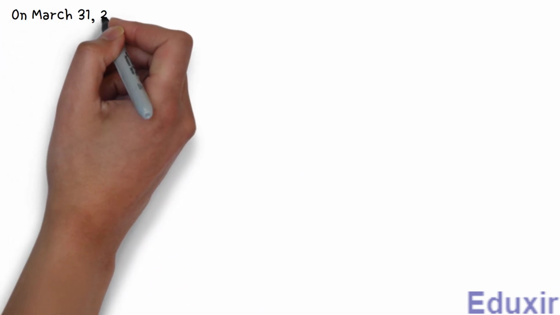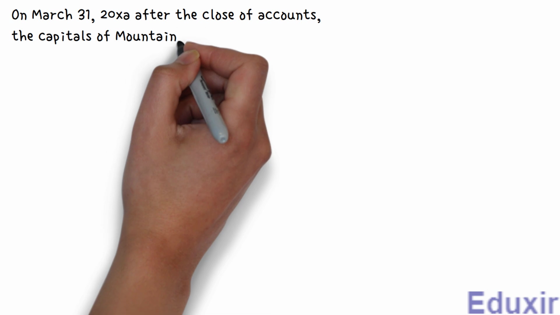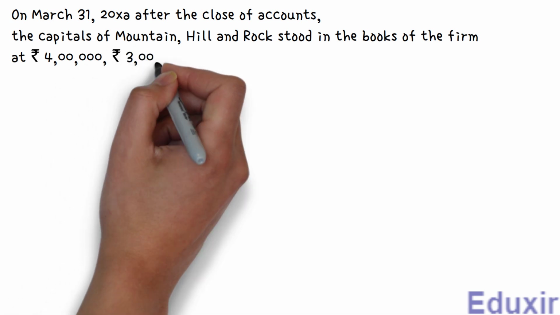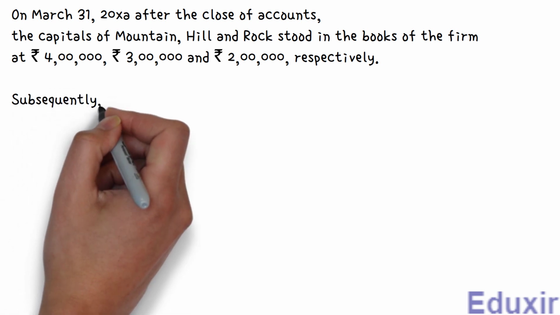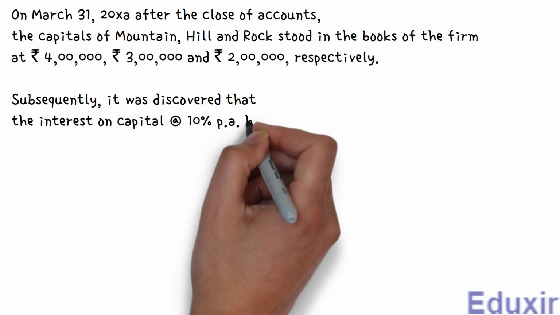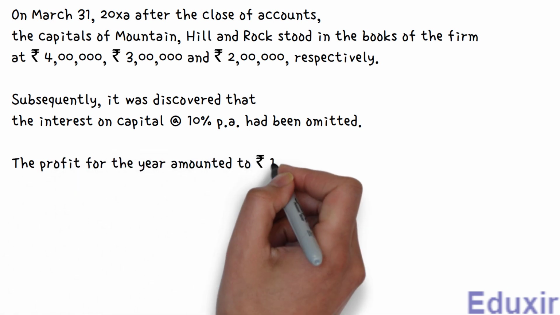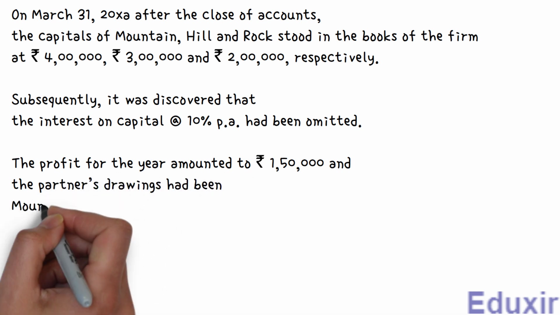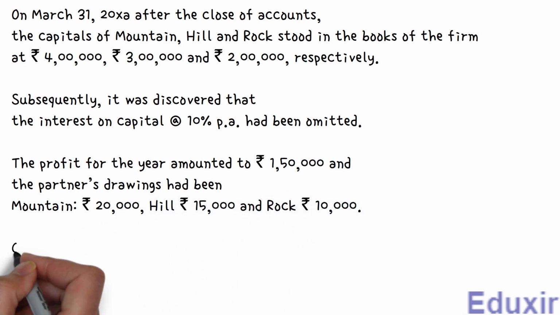On March 31st, 2000 XA, after the close of accounts, the capitals of Mountain, Hill and Rock stood in the books of the firm at 4 lakh rupees, 3 lakh rupees and 2 lakh rupees respectively. Subsequently, it was discovered that the interest on capital at the rate of 10% per annum had been omitted. The profit for the year amounted to 1,50,000 rupees and the partners' drawings had been Mountain 20,000 rupees, Hill 15,000 rupees and Rock 10,000 rupees. Calculate the interest on capital.